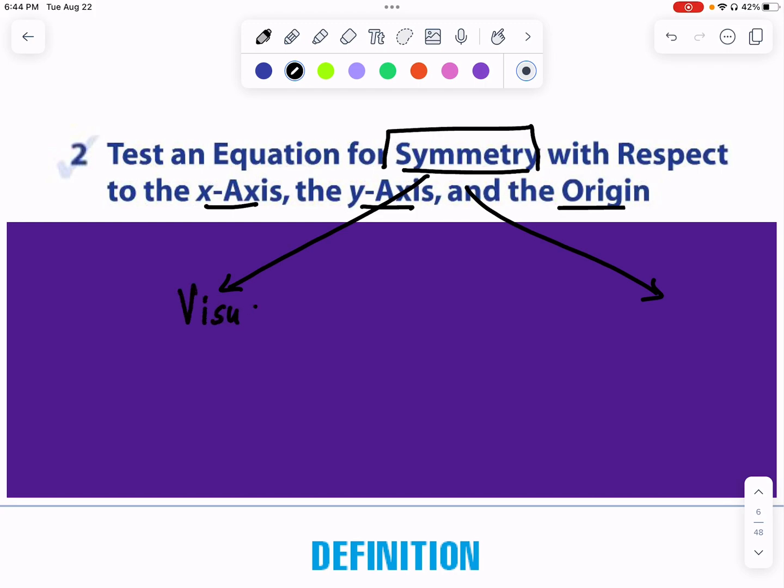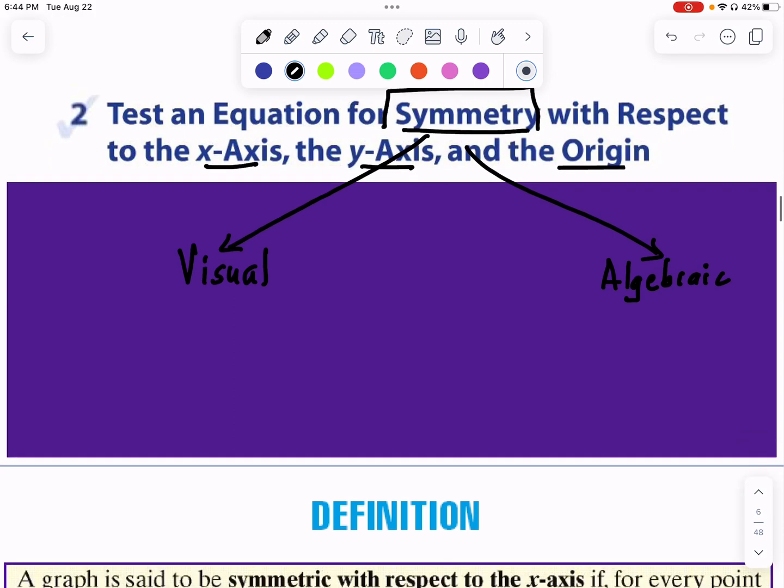The visual aspect of symmetry, which means when the graph is provided to us and we look at it and identify what kind of symmetry it has, and then the algebraic part, which assumes that we do not have access to a graph or any graphing tool, and we have to be able to algebraically figure out if a graph is symmetric with respect to the x-axis, y-axis, or the origin.